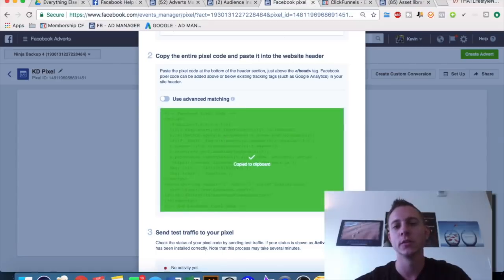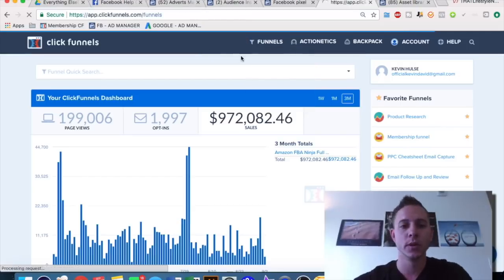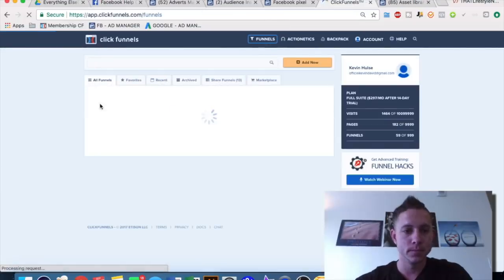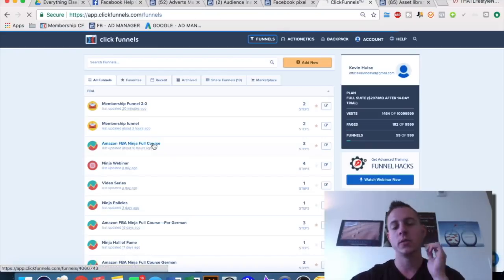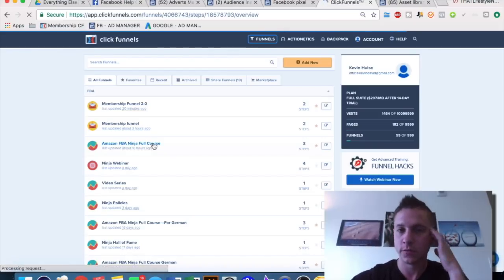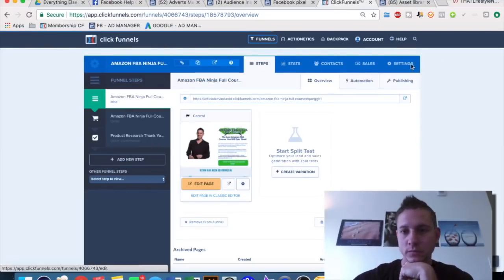So I use ClickFunnels for most of my ecosystem. And so we're going to take a look really quickly at just one of the places that I installed this pixel into and how to actually install it. So we're going to go into one of my funnels here. This is one of the full course funnels. And as you can see, they have a settings section. So you can come into settings.